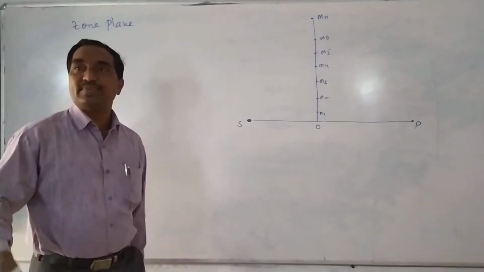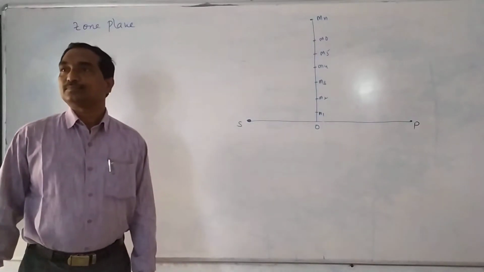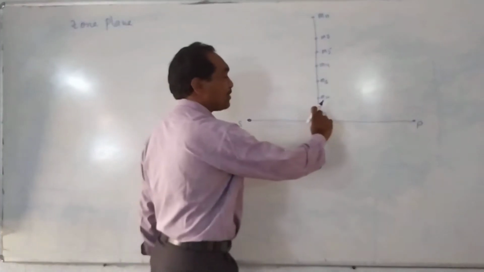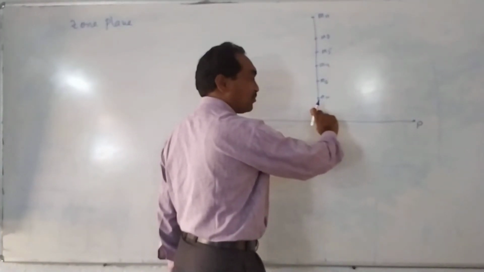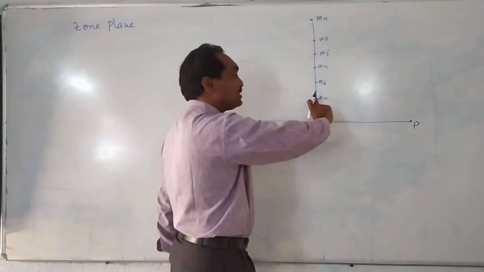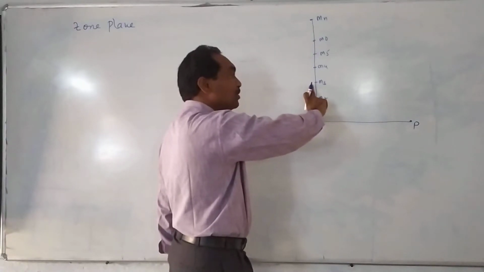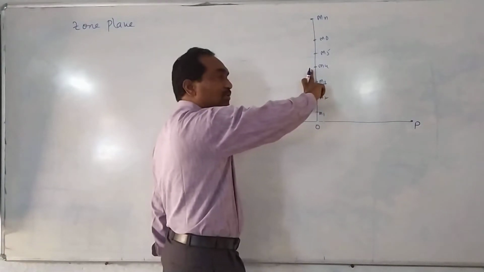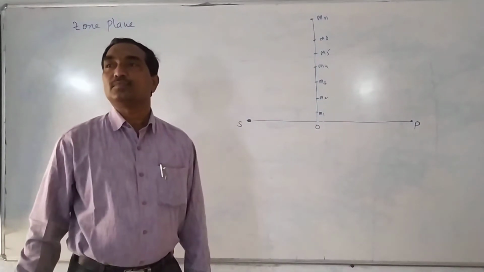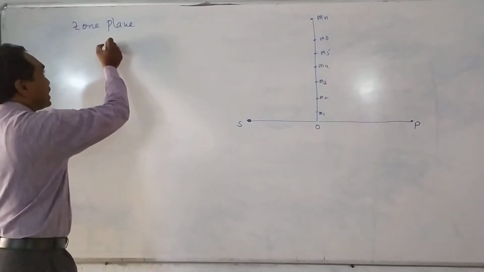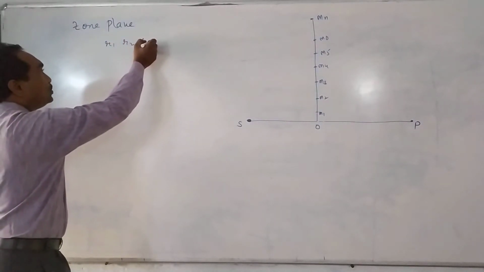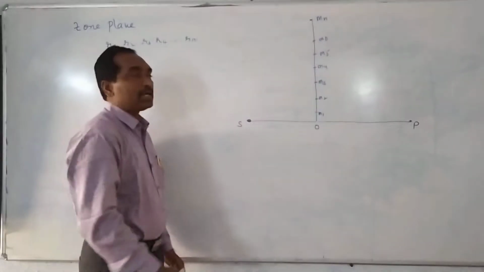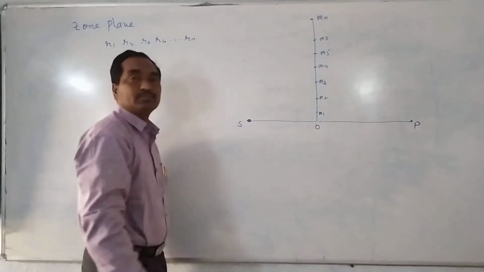We discussed in the previous class about the zone plate. It means half period zones. So OM1 is the radius of the first half period zone. OM2 is the radius of the second half period zone. OM3 is the radius of the third half period zone. OM4 is the radius of the fourth half period zone, and so on. Whose radii may be taken as R1, R2, R3, R4, and so on, Rn. Rn is the radius of the nth half period zone.